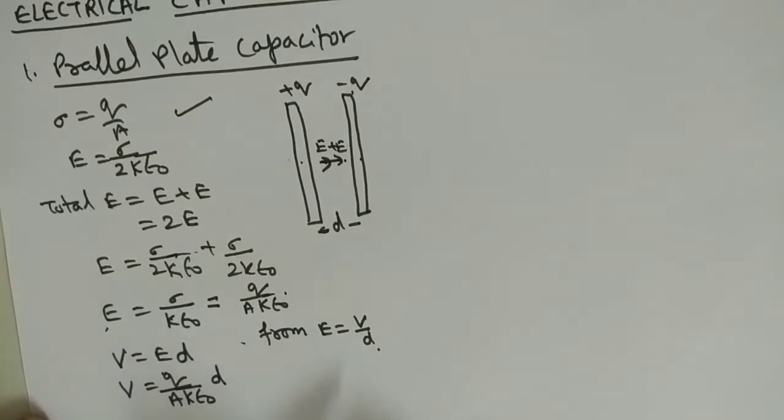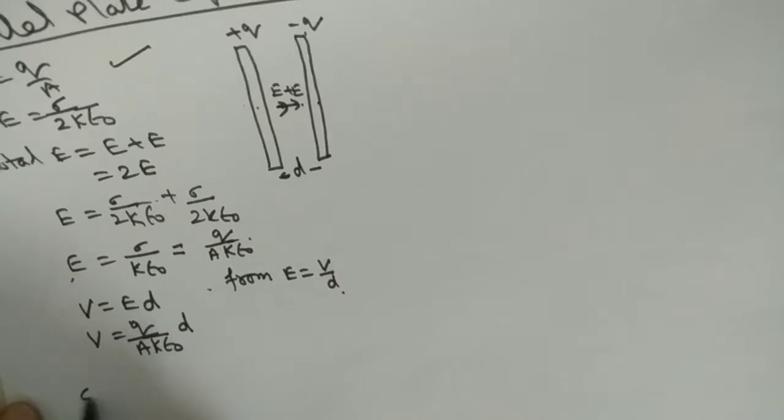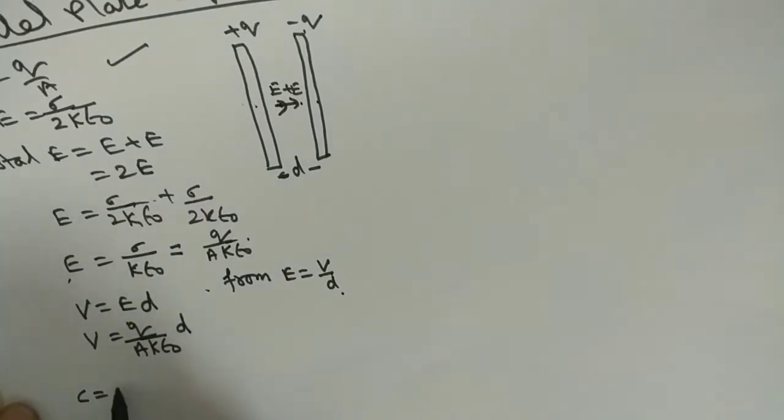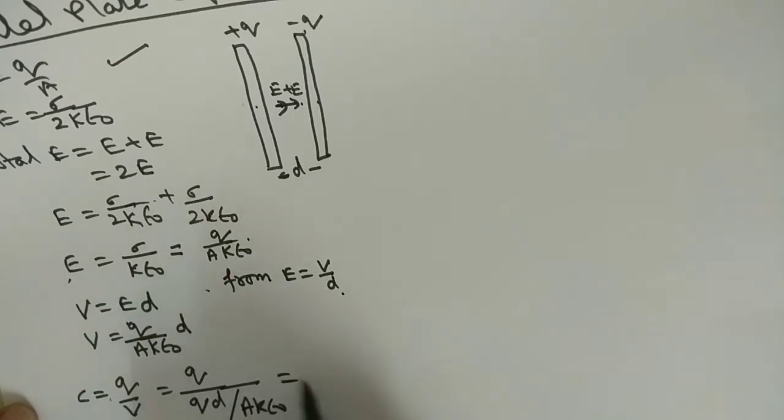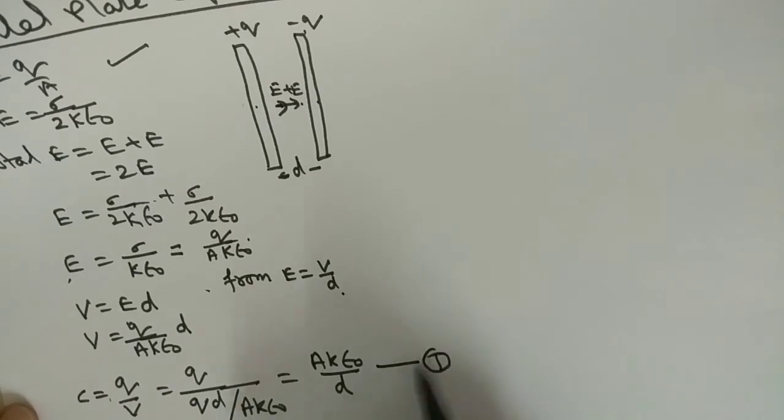Now once you have V, easily we can find the C also, the capacitance of this parallel plate capacitor. C is equal to Q upon V, and putting V, Q upon Qd upon A k epsilon naught, so it is equal to A k epsilon naught upon d. This is the capacitance. Take it as the first equation.